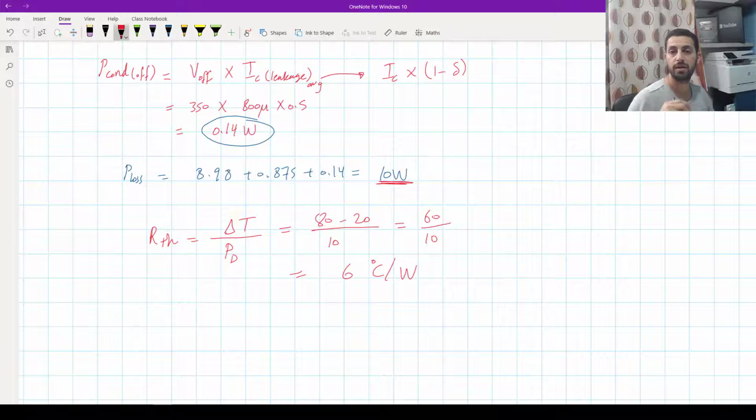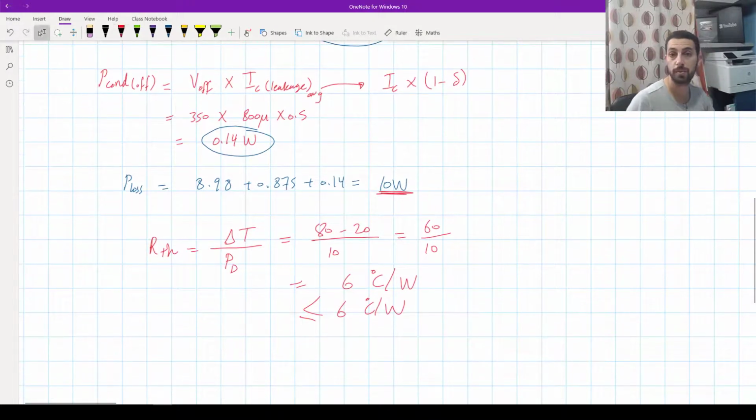So our heatsink will increase 6 degrees for each watt of power dissipation, and we can choose less than this, for example 5 or 4 if we want, but not more than this, to keep 80 degree as the maximum. So we can choose 6 or less than 6. I think here we have finished problem number 1.